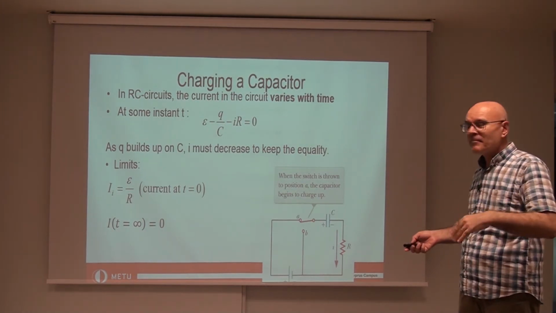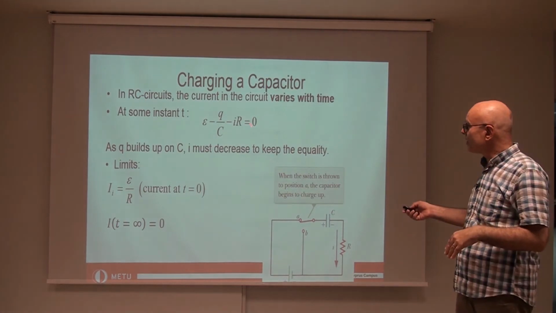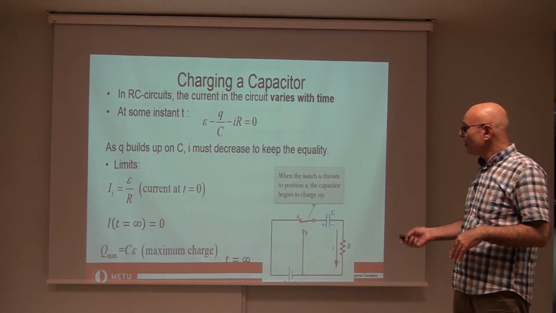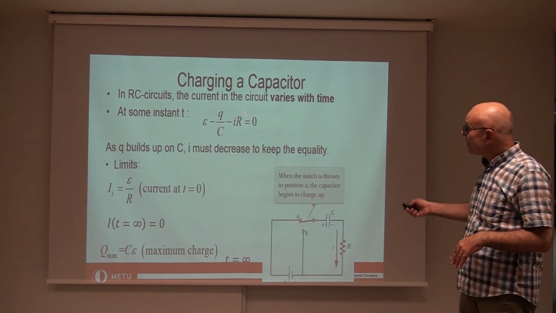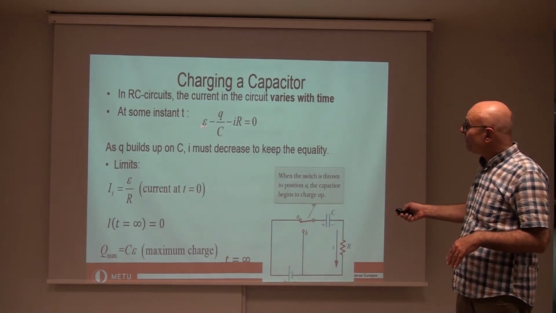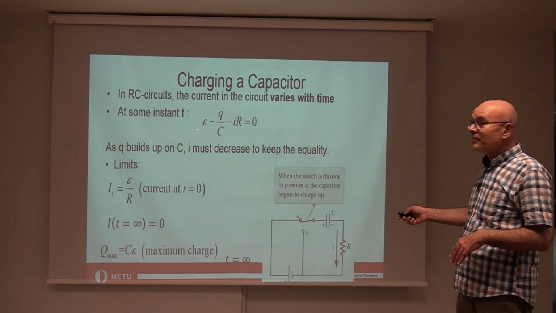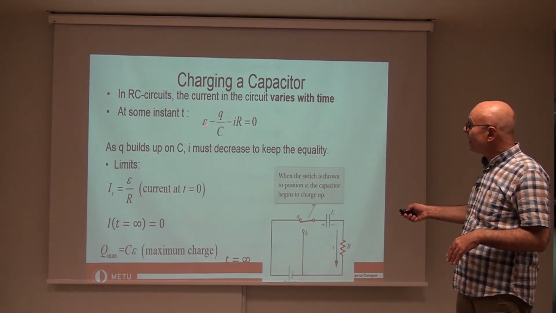But after a long time, after the capacitor has been fully charged in this case, then I is equal to 0. What is the consequence of this? When this is 0, then we have E minus Q over C equal to 0. So E equals Q over C.